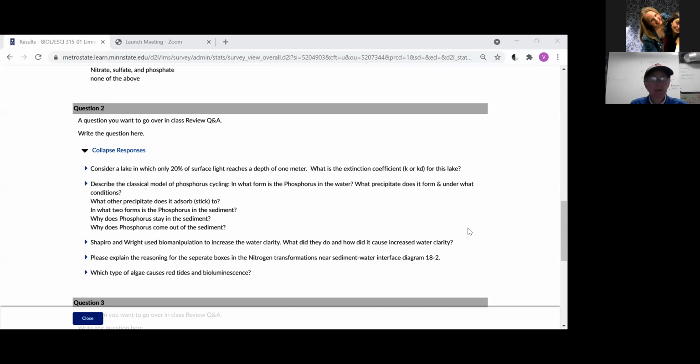Which type of algae causes red tides and bioluminescence? Okay, everybody, guess. What taxonomic group of algae causes red tides and bioluminescence? As soon as I get 3 answers in the chat, I will tell you the answer. So make a guess. What do you think? That's 1. I'm looking for 3 people to answer, and then I will tell you.